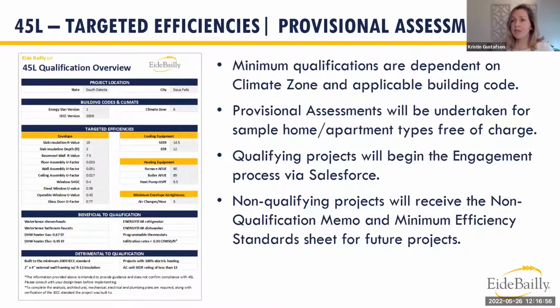We've put together this qualification overview. This is a list of the targeted efficiencies we're looking for 45L projects based on the location. So we put together these provisional assessments, and we'll do these for our customers free of charge for any potential projects. If it looks like projects are going to qualify, then we'll begin the engagement process via Salesforce. If it looks like projects won't qualify, we'll put together a non-qualification memo and include this minimum efficiency standard sheet for reference on future projects. So these are very quick and easy to put together. We're happy to do those for you.